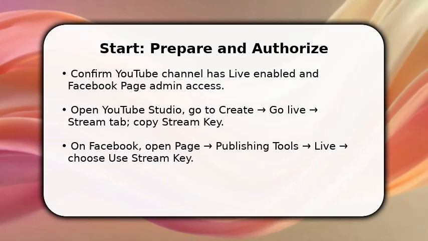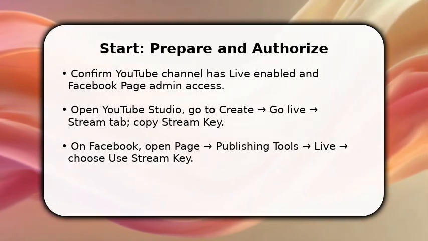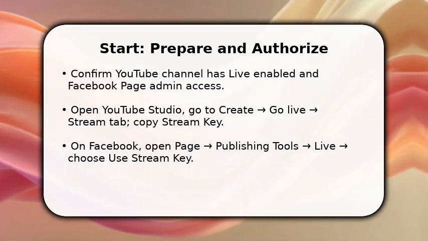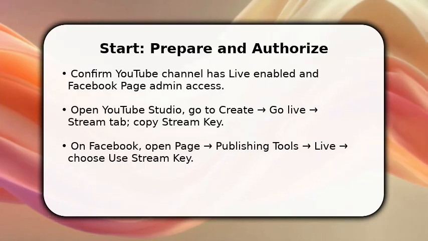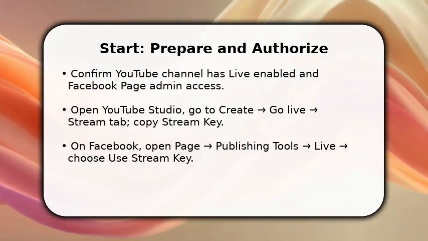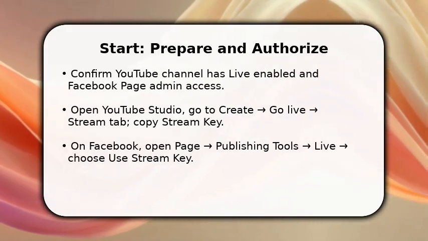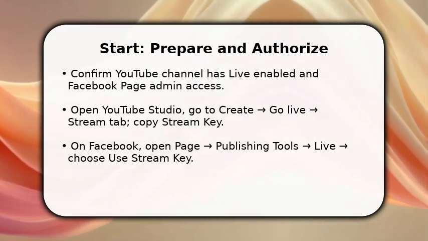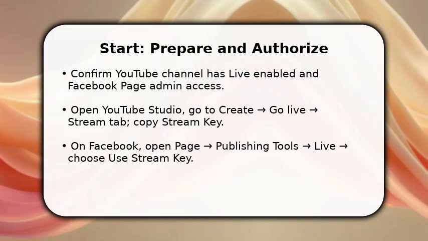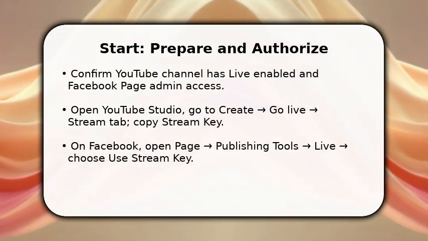You start by enabling live. Make sure your YouTube channel has live streaming enabled and you're admin of the Facebook page. Once done, open YouTube Studio, create, go live, stream tab and copy the stream key. This key links platforms. Next, on Facebook, go to your page, Publishing Tools or Live Producer, select Use Stream Key Mode. You'll paste the YouTube key later, so keep both browser tabs active and avoid closing them while configuring.